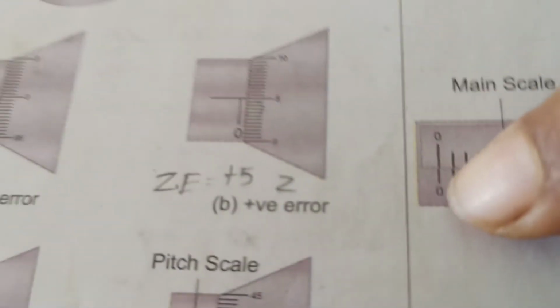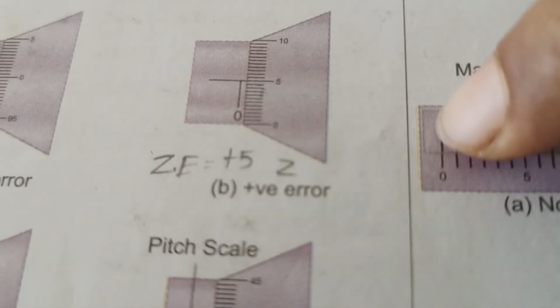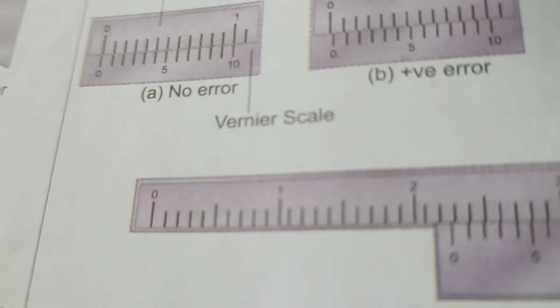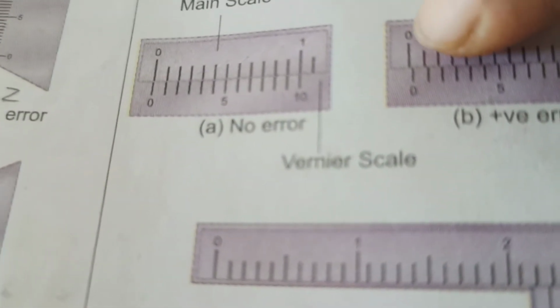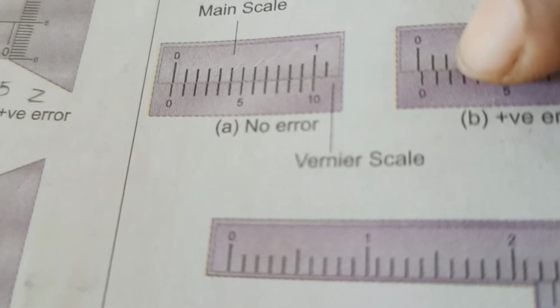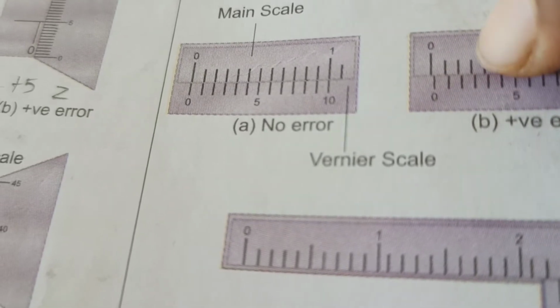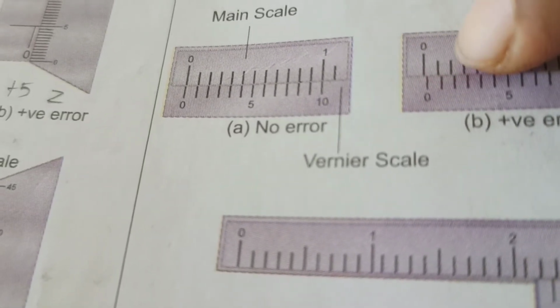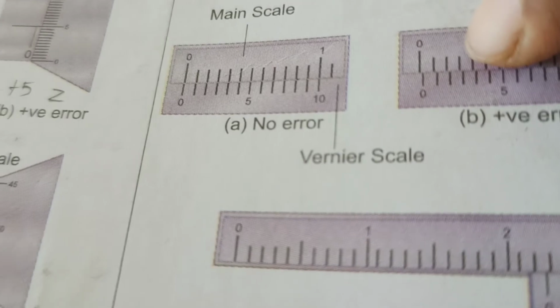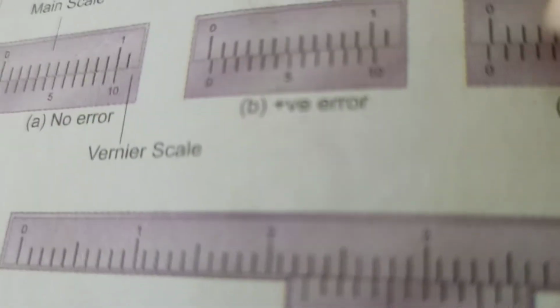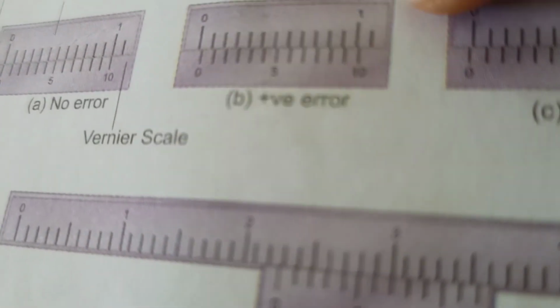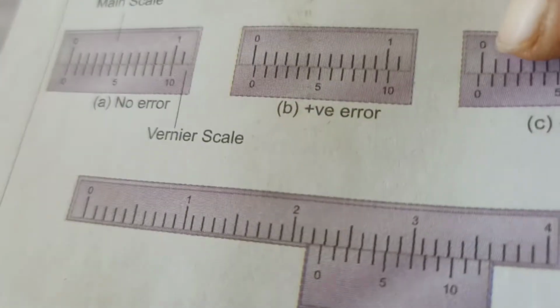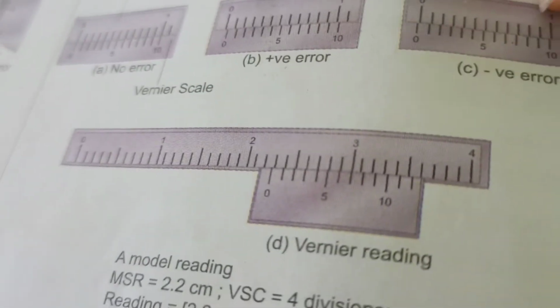So in this case, the vernier scale and main scale zeros coincide, so no error takes place. Positive error means the zero has moved slightly to the right side. If the vernier scale moves to the left side of the main scale, it is a negative error.